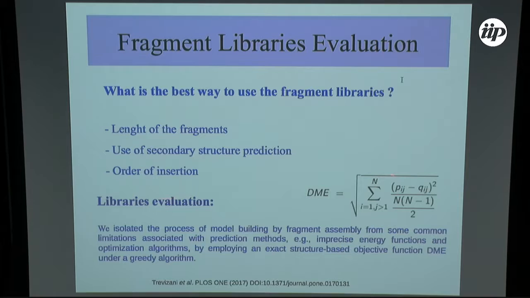Our option was to use exact structural scoring functions, the distance matrix error between the predicted structure and the native one. We try to isolate the process of model building by fragment assembly from some common limitations associated with prediction methods, such as precise energy functions and optimization algorithms, by using this DME scoring function.